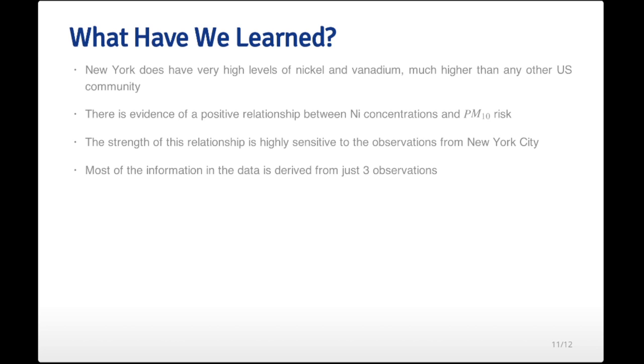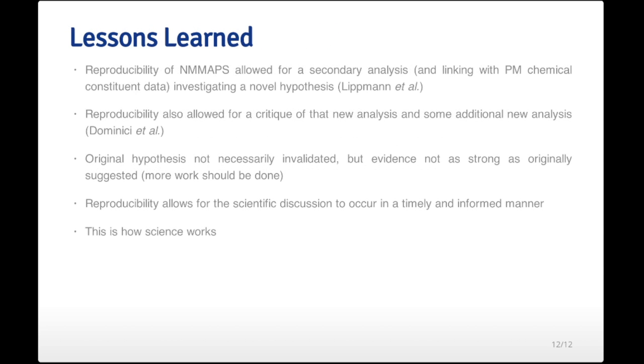And so the idea is that the evidence that you can bring from the data is really dependent on just a few data points. And so it's important to realize that although we still see this positive association between nickel and PM risk of mortality, the key conclusion that you might draw from this reanalysis is that the strength of the evidence is perhaps not as strong as you would like, due to the very sensitive nature of the evidence to a single community.